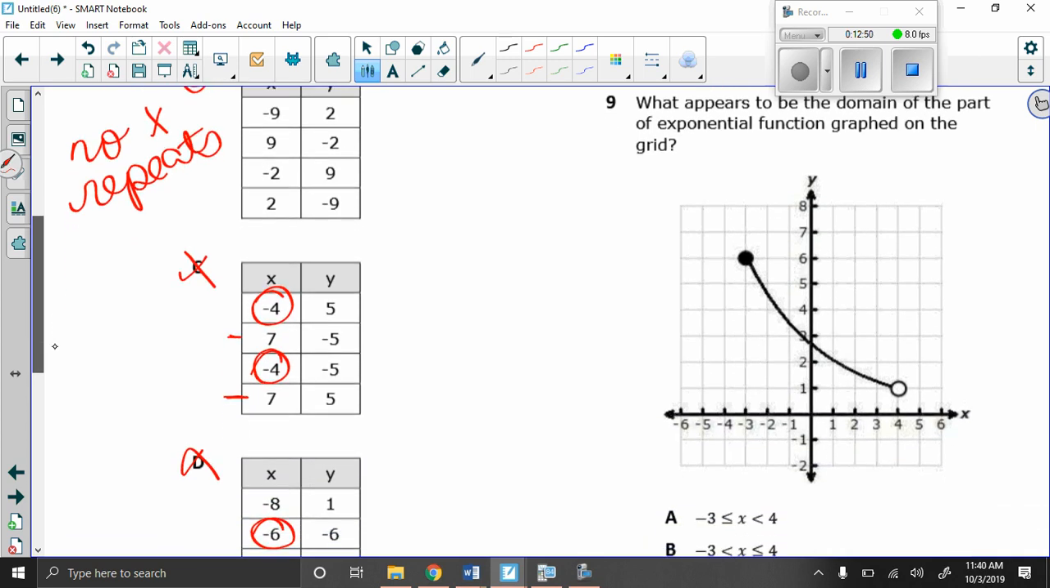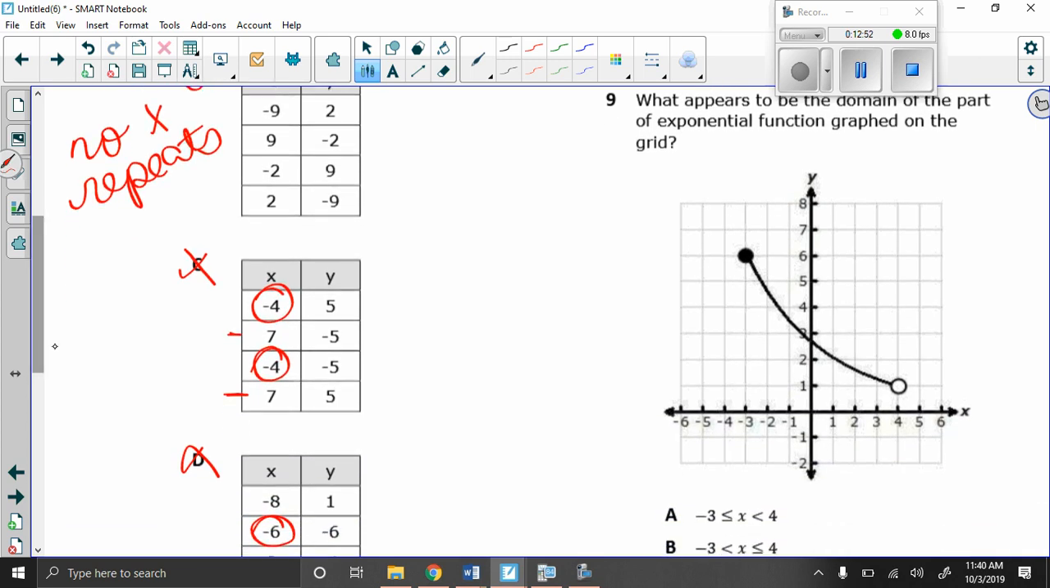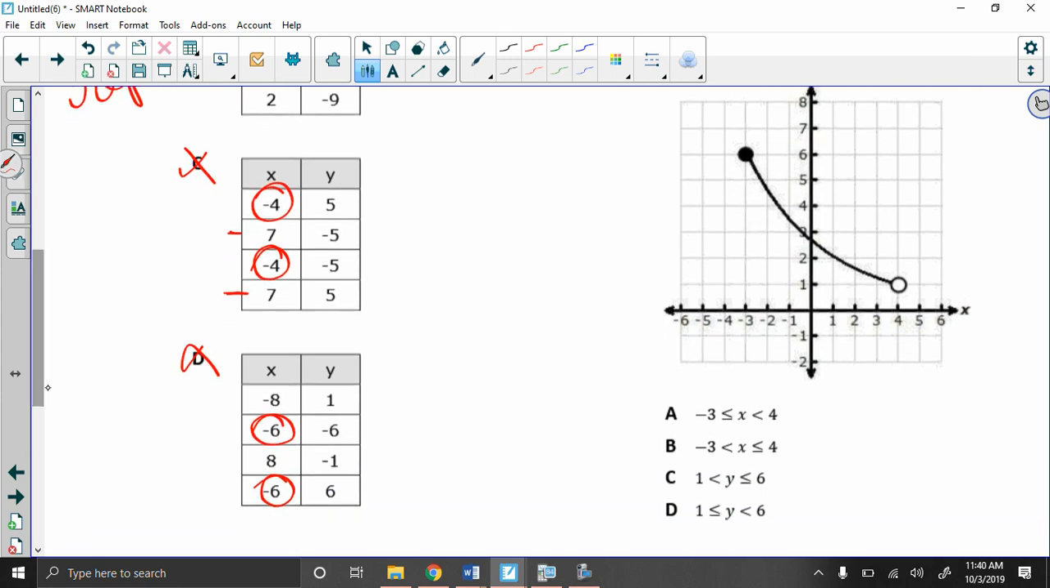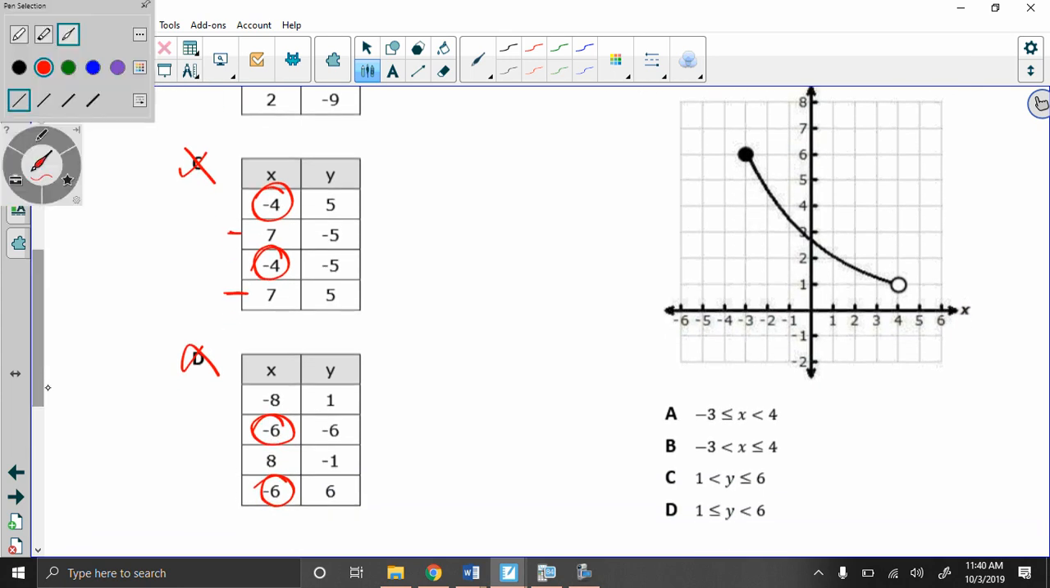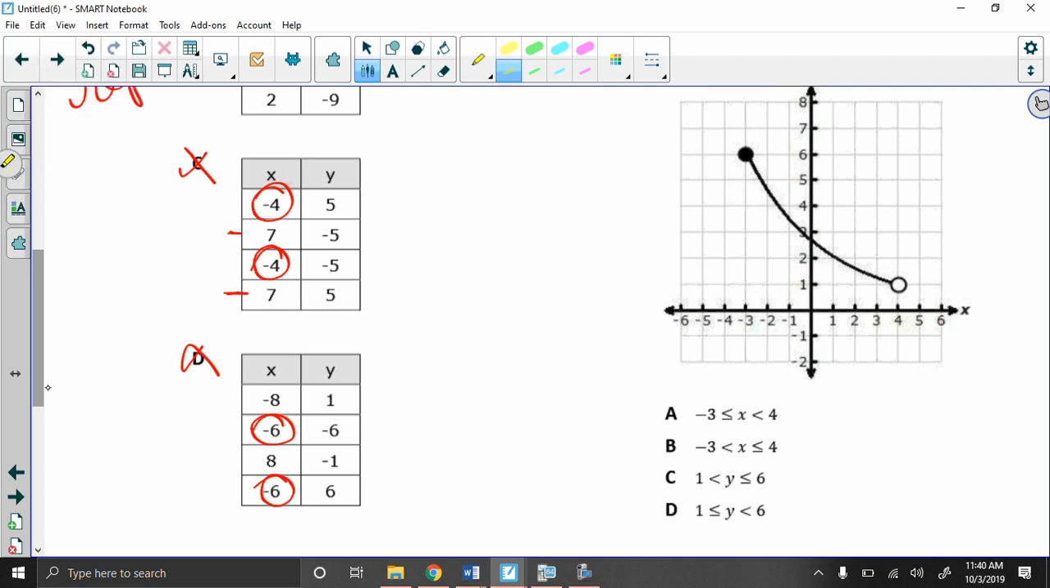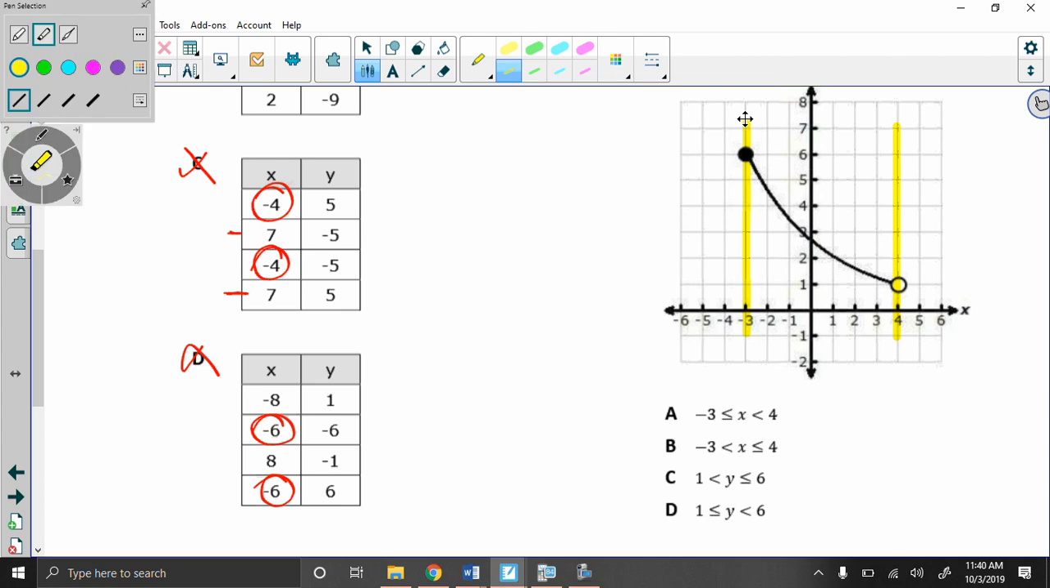Number 9. What appears to be the domain of the part of the exponential function graphed on the grid? So what's the domain of this function? When we look at this function, again, the domain is going to be the left and right boundaries of our graph. So I'm going to use a highlighter to draw a line through my left boundary and a line through my right boundary. And I'm just going to write off to the side what those values are.